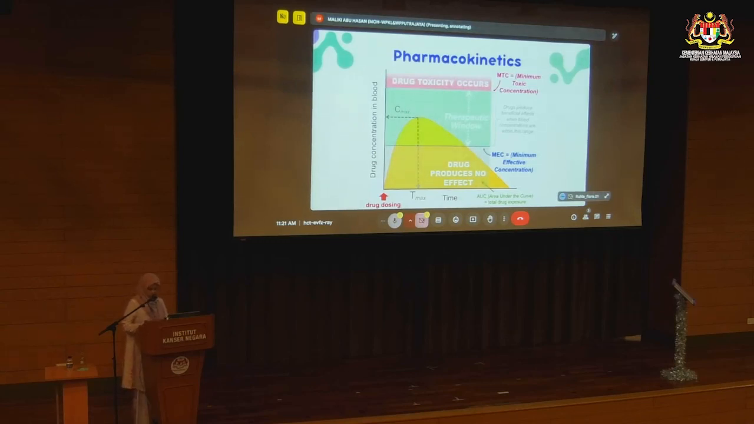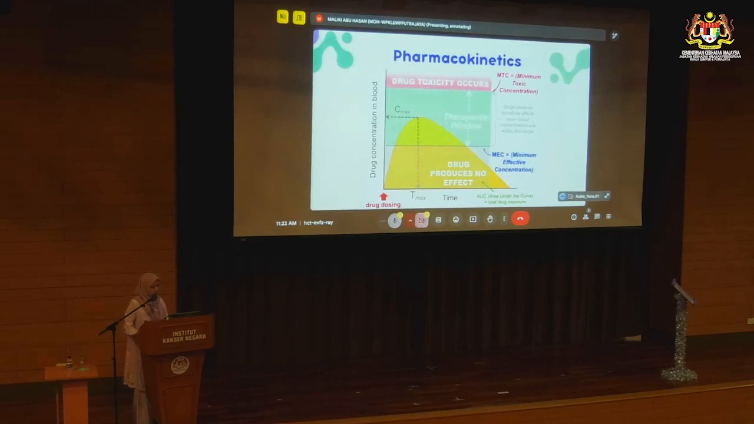As you can see, there is an absorption phase, and there will be a time lag before the Tmax at which the Cmax happens. Cmax is the maximum concentration of the drug in the blood, and Tmax is the time at which that Cmax happens. This is especially important in oral administration of anti-seizure medications. We will discuss more on this later.